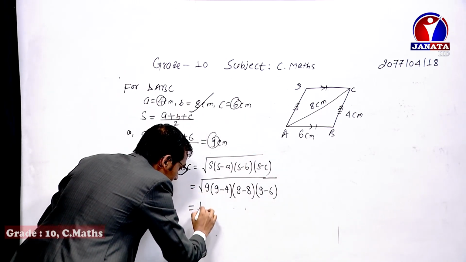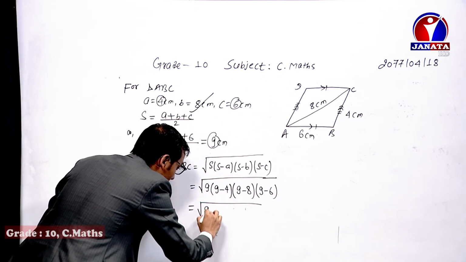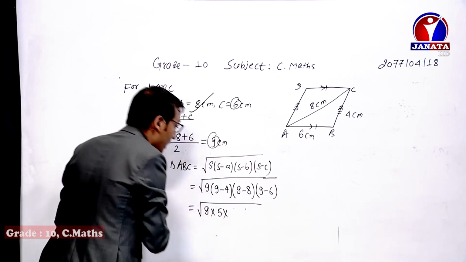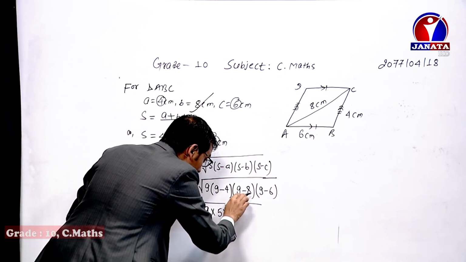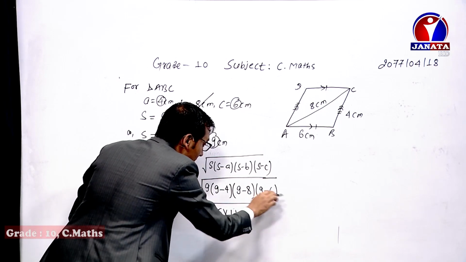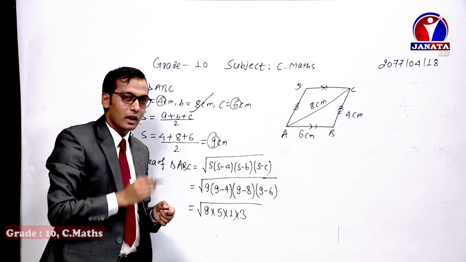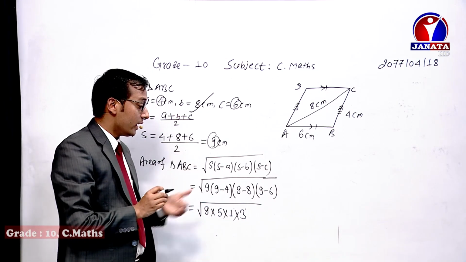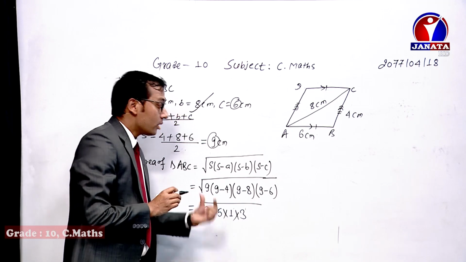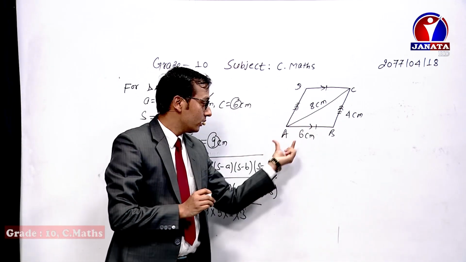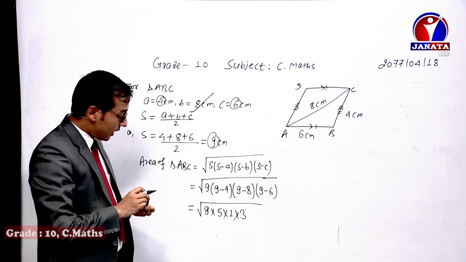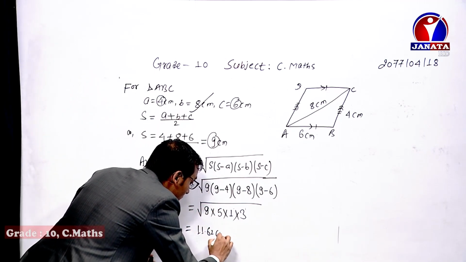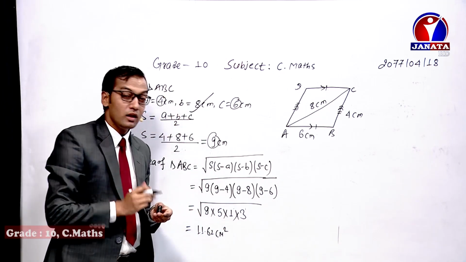Let's calculate this and we will obtain the result. 9 multiplied by 9 minus 4, which is 5, times 9 minus 8, which is 1, times 9 minus 6, which is 3. Now we can simply calculate this and find its area. So this gives the area of the triangle ABC. It is 11.62 square centimeter.